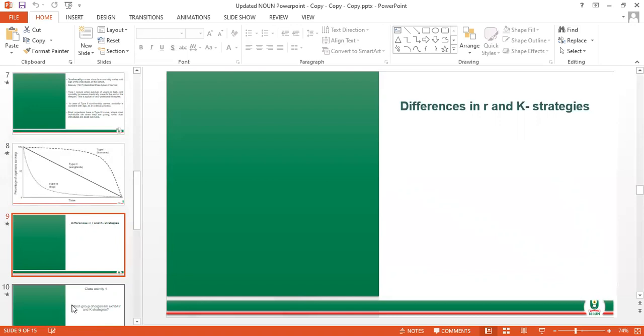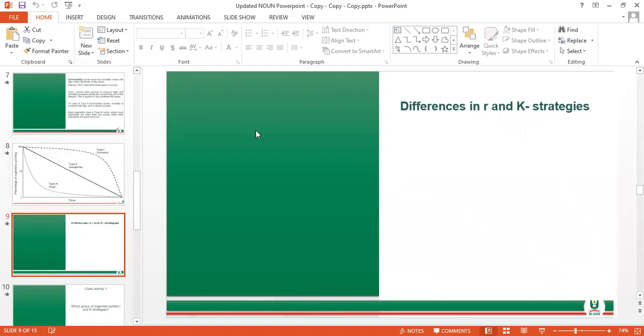Whereas for the K strategy, we're talking about organisms living in a stable environment, hence they are high in population and do not need to undergo rapid reproduction. Such a case could be seen in humans. What are the differences between the K and the r strategy?